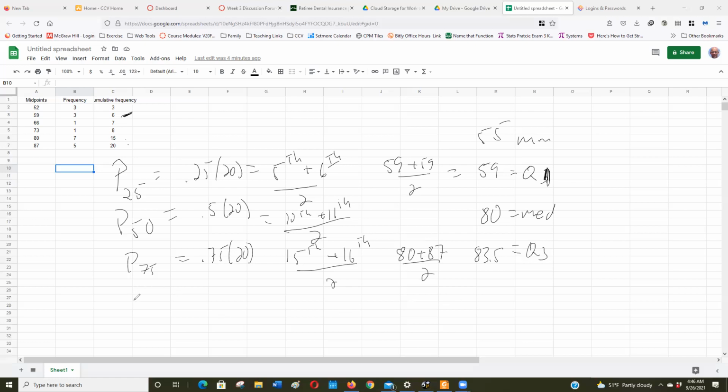And then, of course, the max. We know the maximum number we're estimating to be 87. Okay. So that's the rest of the 5-number summary.